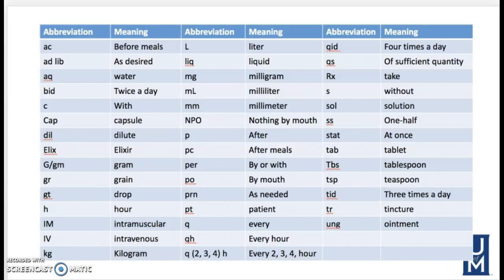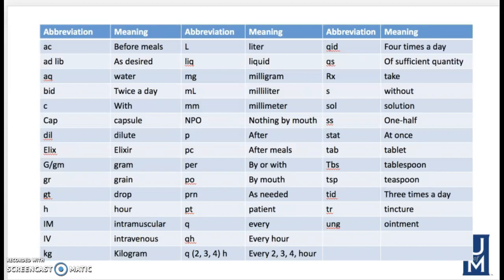Q means every. QH means every hour. So here we add the numbers in between. That's going to be every 2, 3, 4 hours. Q2, 3, 4, H. QID stands for 4 times a day. QS is of sufficient quantity. RX, this is kind of our prescription or what we need to take. S, usually this is going to have a dash over top of it. That's going to stand for without.